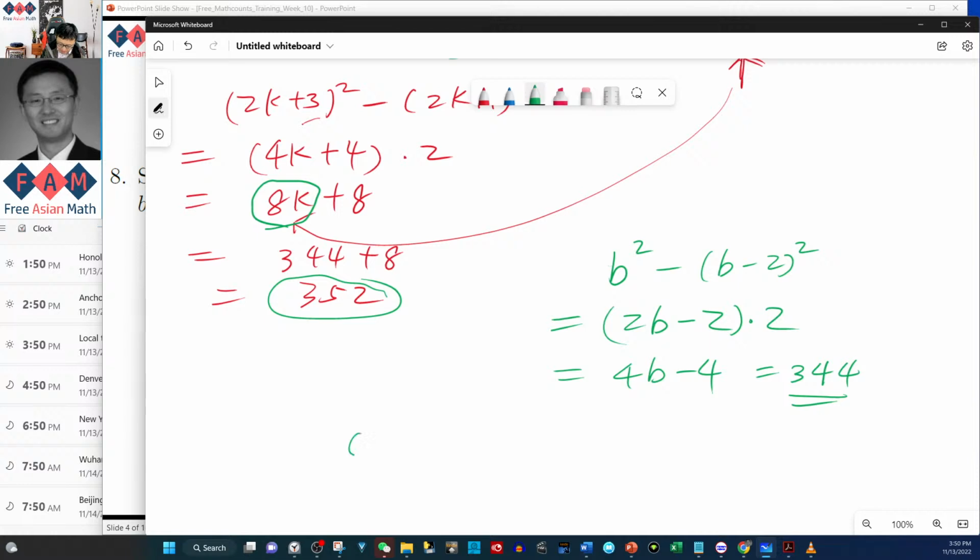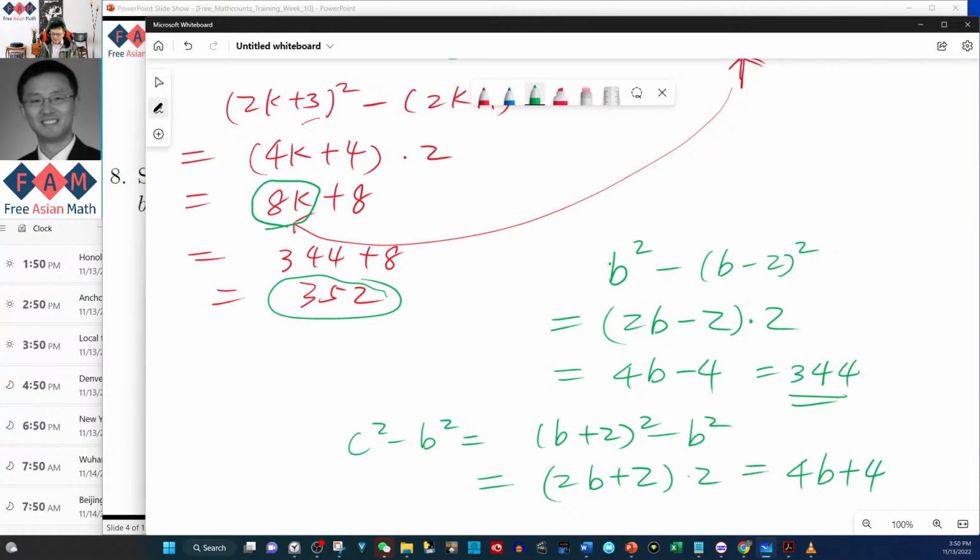Do the c part. C squared minus b squared. We know c is b plus 2. So this is b plus 2 squared minus b squared. This is simply 2b plus 2 times 2, which is 4b plus 4. Now we immediately see that we already get 4b minus 4. Now we need to get 4b plus 4, so we simply add a to this. This should give us 4b plus 4. And that's exactly what we did earlier here.